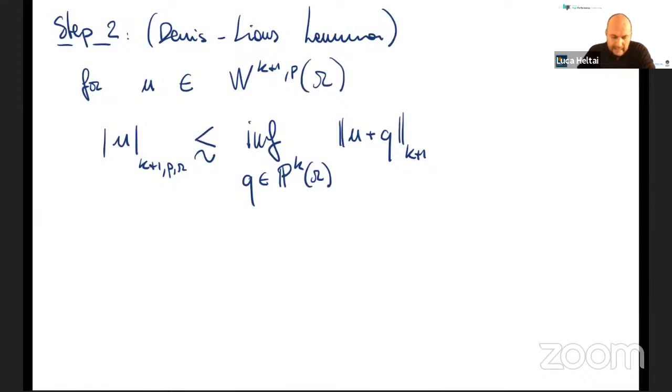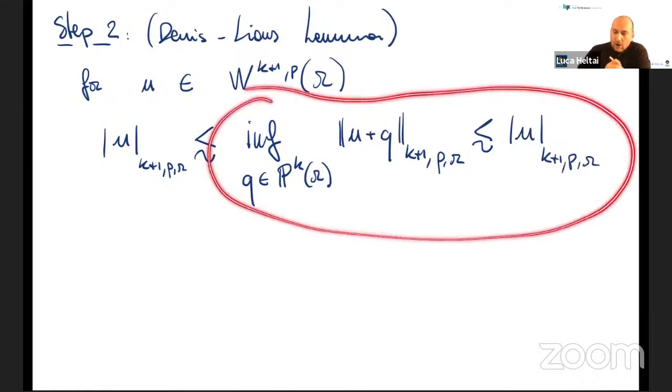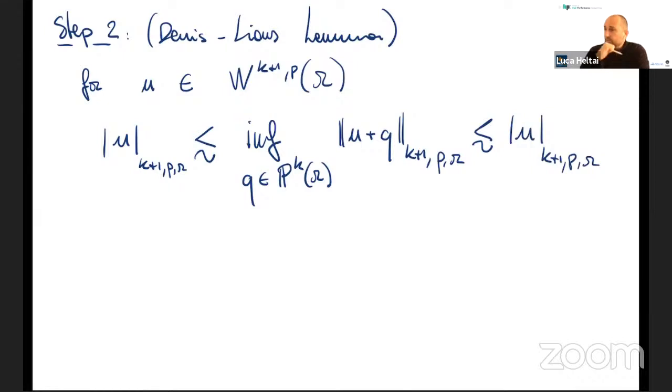So for U in W^{K+1,P}, we have that the semi-norm K plus one P of omega is smaller or equal than the infimum over Q in P_K of omega of the norm of U plus Q in K plus one P of omega. And we also have that this is valid on the other side, so that this is an equivalent norm. The second part is a little bit harder to prove than the first part. Well, the first part is trivial.